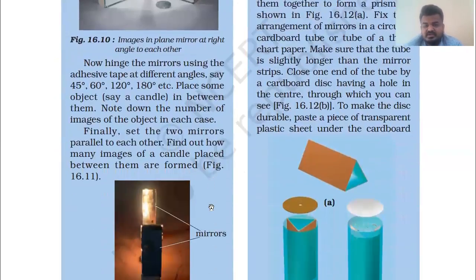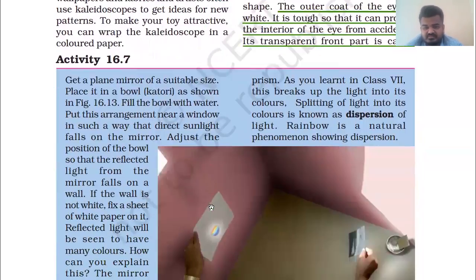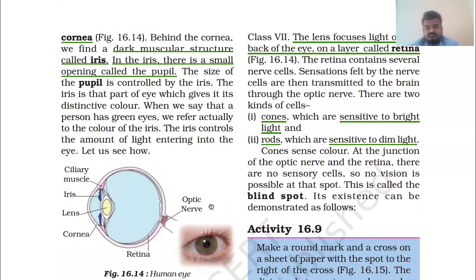This was some basic topics. After that, we have discussed the kaleidoscope, and one more is our eye, the human eye. I suggest you draw the figure of the human eye again and again, because almost all of you have not drawn it properly in the exam, and just list all the important parts, that is cornea, iris, pupil, retina, and optic nerve mainly.